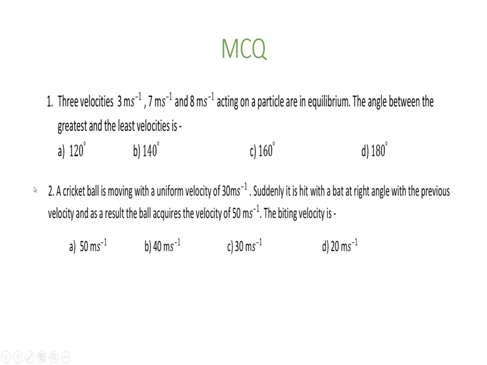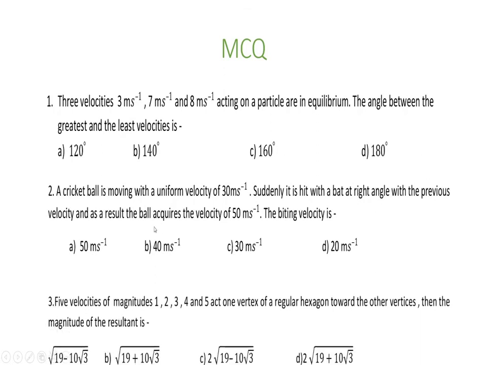Second question. A cricket ball is moving with a uniform velocity of 3 meters per second. Suddenly it is hit with a bat at right angle to the previous velocity. As a result, the ball acquires a velocity of 50 meters per second. The batting velocity is 40 meters per second. This is another type of question for your exam.